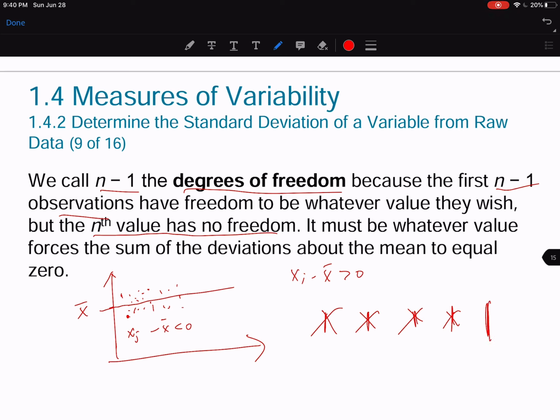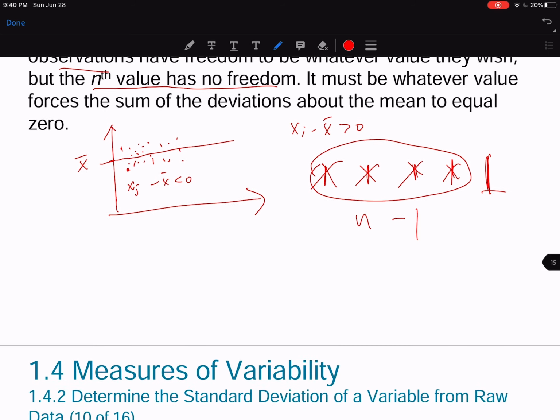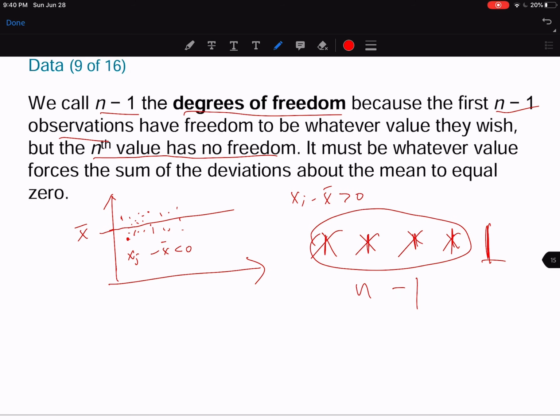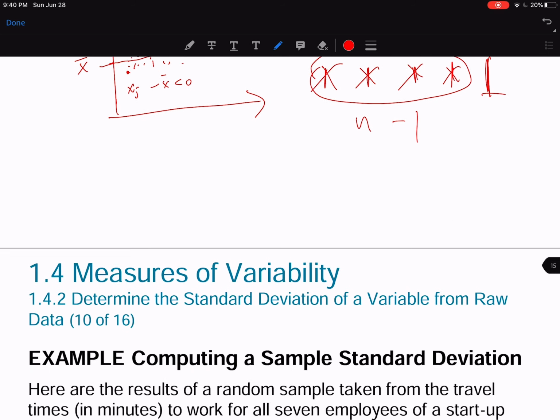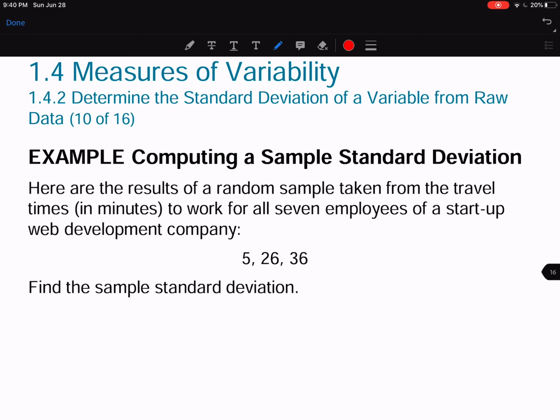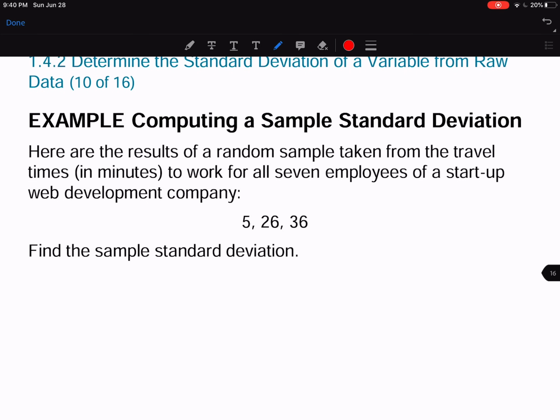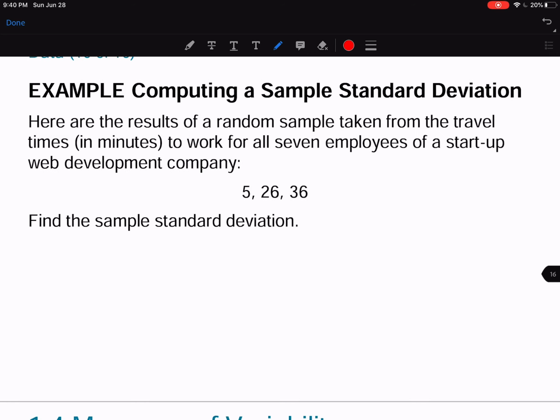This is for the fifth student, and that's why the degrees of freedom is always n-1. Because only the 4 students got the freedom to pick a pen. The last student doesn't have the freedom to pick a pen. Okay. Now, once we know the degrees of freedom, let's take a look at an example about how to compute the sample standard deviation.